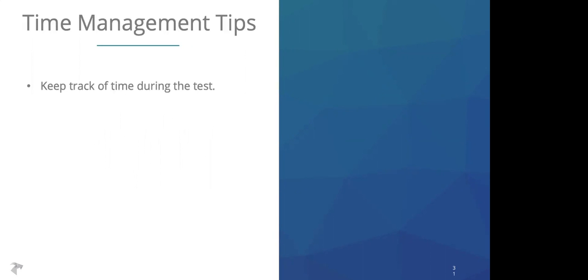So it's really important to keep track of time during the test. You're allowed to wear a watch, so we definitely recommend that to help you stay on track. It's also important to know the average time per question for each section. So if you find you're a little behind, you'll want to try to work a little more quickly. And if you're ahead, you can slow down a bit.